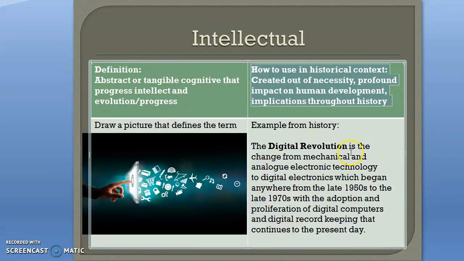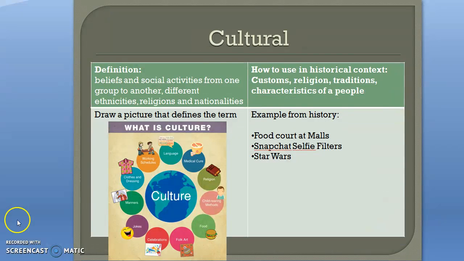So the digital revolution is the change from mechanical and analog electrical technology to digital electronics, which began anywhere from the late 1950s with the mass consumption of computers. That's where we start seeing that. In the late 1970s, with the adoption of digital computers and digital recordings. Today, everything is recorded. Everything is captured, whether it's by smartphone or body cameras, whatever. Everything is captured nowadays, which is good for transparency.